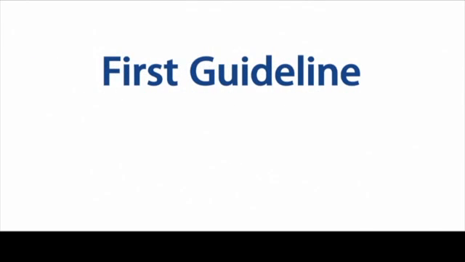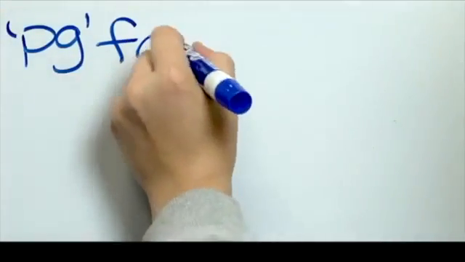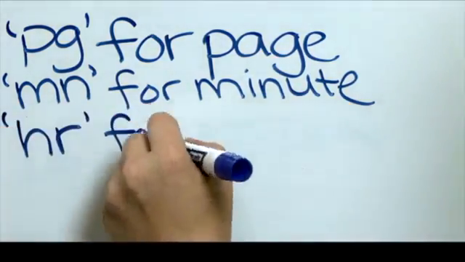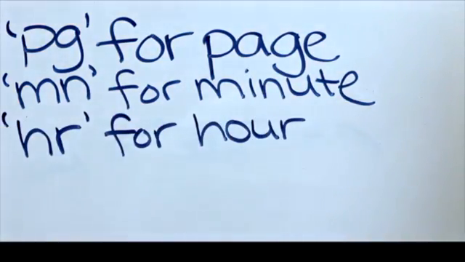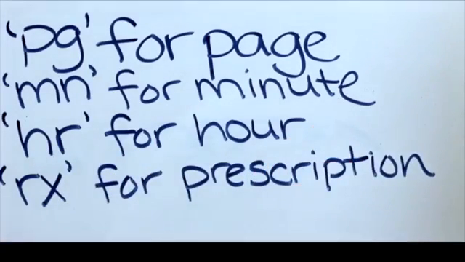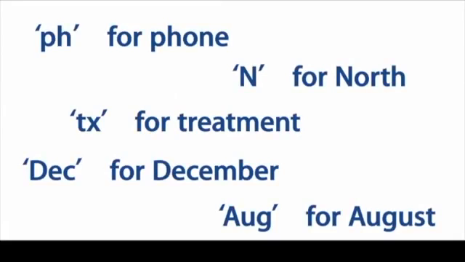The first guideline is, try not to write down every word. Remember, you're not a stenographer. Some commonly used abbreviations are PG for page, MN for minute, HR for hour, and then some of the more industry-specific symbols, such as RX for prescription. Here are some examples of common abbreviations that will enable you to remember information and reconstruct the message.